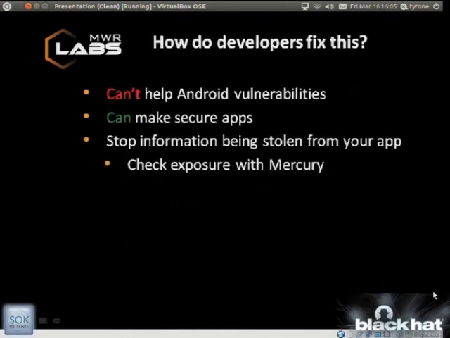So how do we fix this? Obviously, developers can't help Android vulnerabilities. The inclusion of a root exploit in an app, you got owned fair and square, to be honest. But developers can make their own applications secure. Don't do silly things like allow other applications to read your content providers without any permissions. Things like that really limit the exposure of your apps on a device. And you could use a tool like Mercury to look at the exposure of your app.